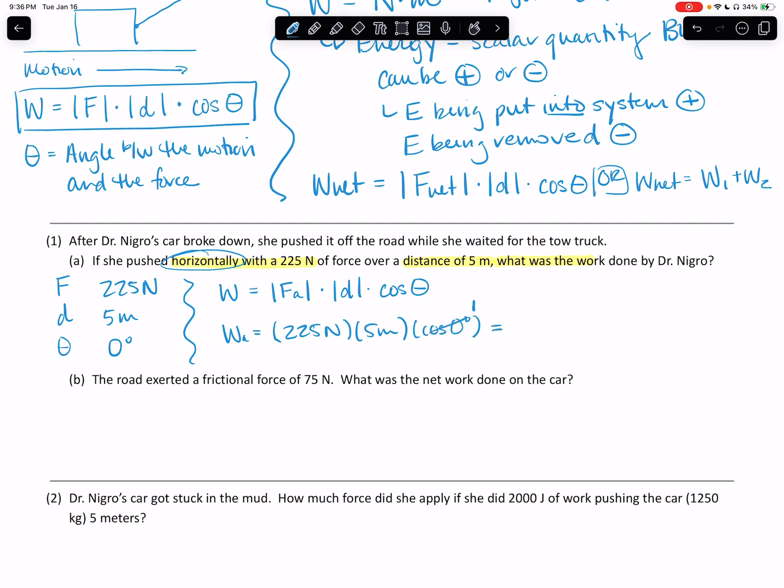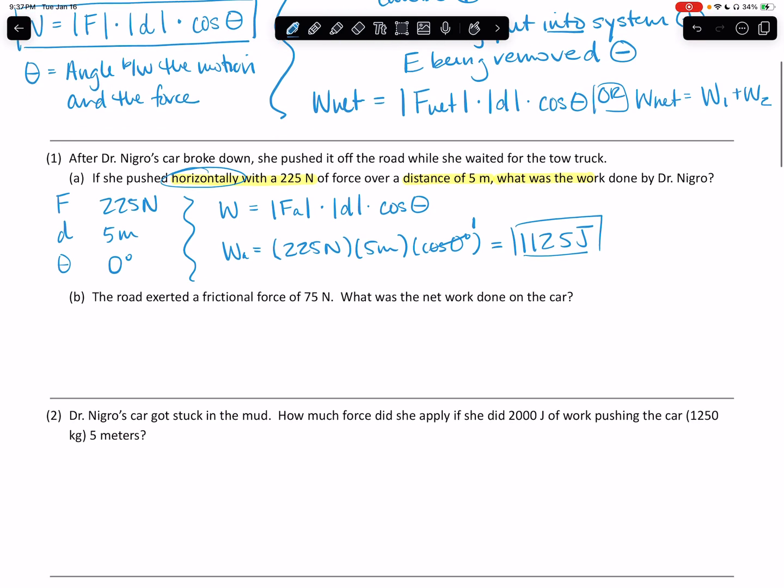All right, so we find that our work here is going to be equal to 1,125 joules. So this means that if I need to move my car, it's going to cost me 1,125 joules to apply a force of 225 newtons and move that car in a parallel direction 5 meters. Okay?